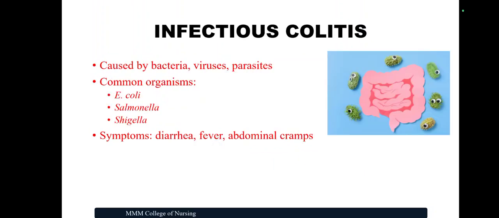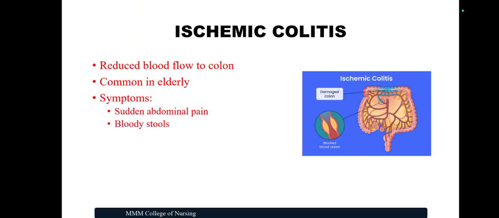Infectious colitis is caused by bacteria, virus, and other parasites. The most common organisms which cause this infectious colitis are E. coli, Salmonella, and Shigella. Symptoms include diarrhea, fever, and abdominal cramps.